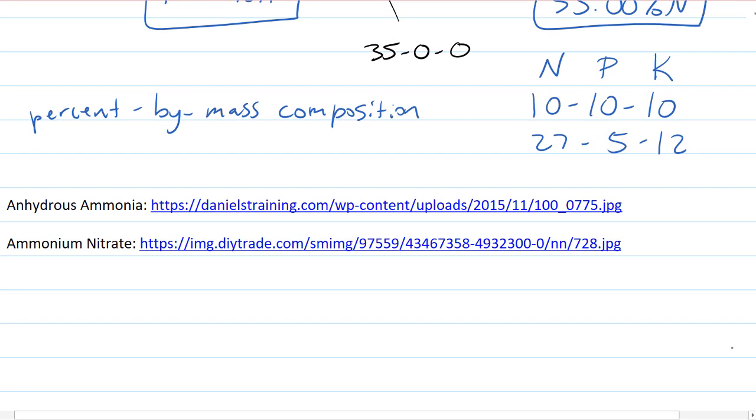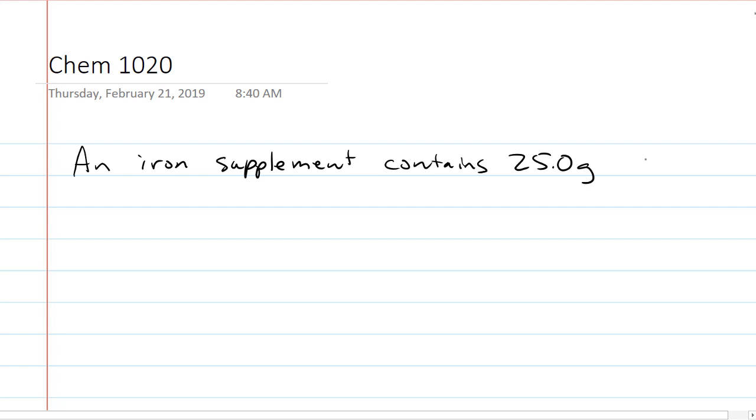All right. Then let's see. Here's another use for these percentages. Might be if instead of putting stuff out in the field, maybe we wanted to take something as a supplement. So lots of times pregnant women need extra iron in their diet, so they are prescribed an iron supplement. Okay, so an iron supplement contains 25.0 grams of this stuff.